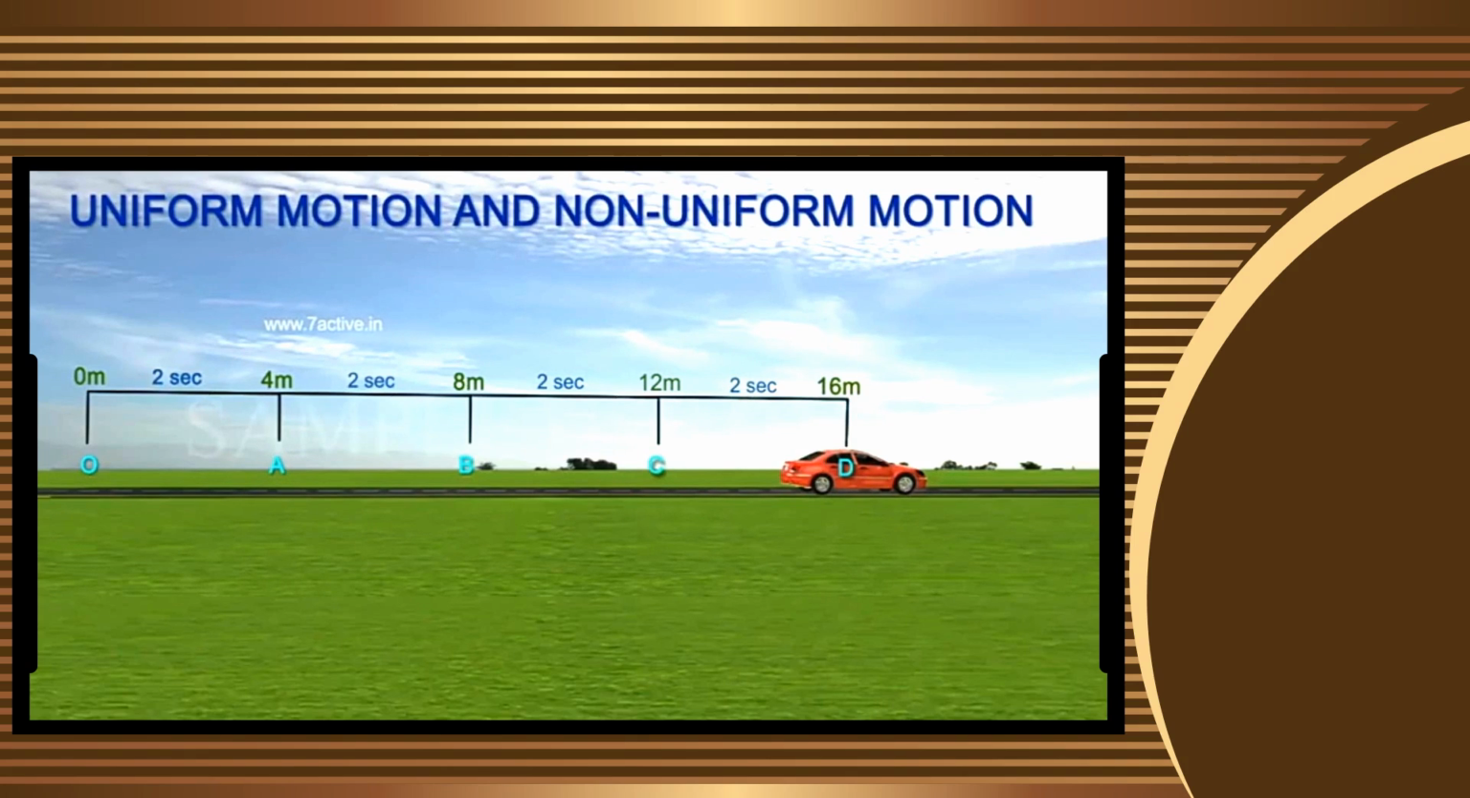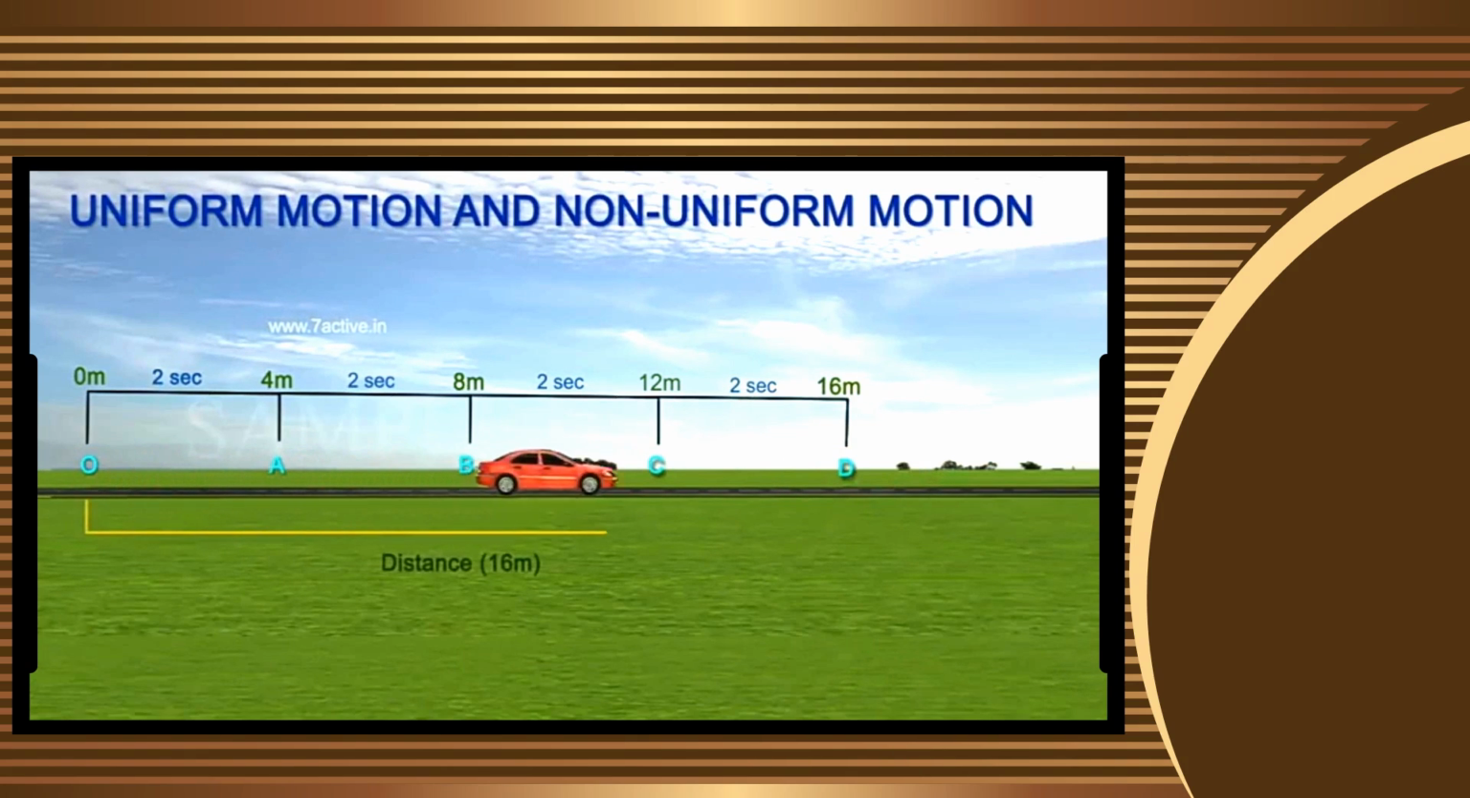In this case, the car covers a total distance of 16 meters in 8 seconds with equal intervals of 2 seconds. It means that the distance covered by the car is directly proportional to the time. From the illustration, we can conclude that the car has traveled equal distances in equal intervals of time. So, this type of motion is known as uniform motion.